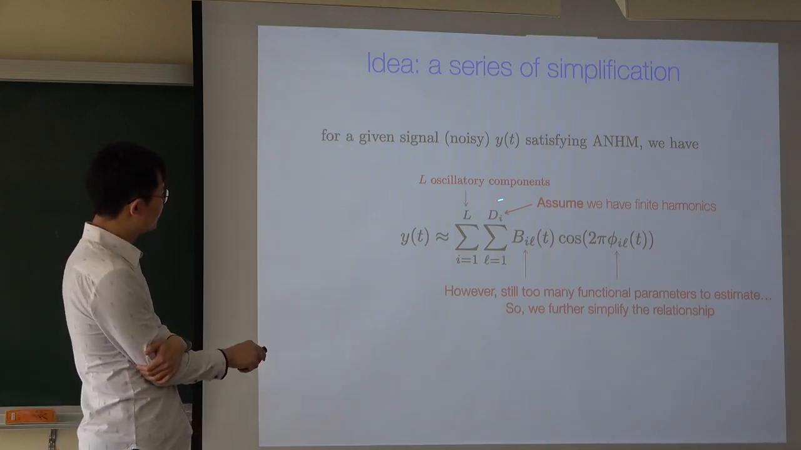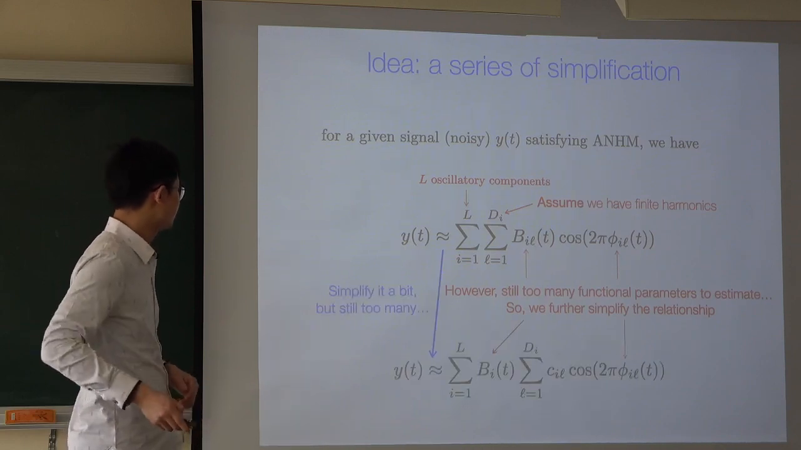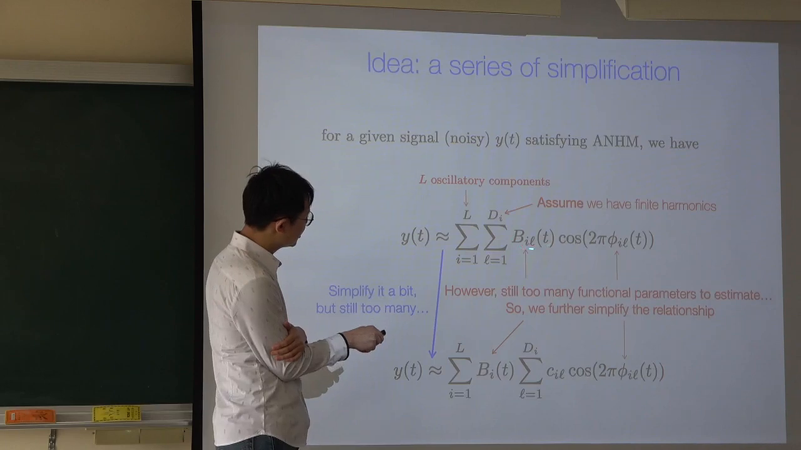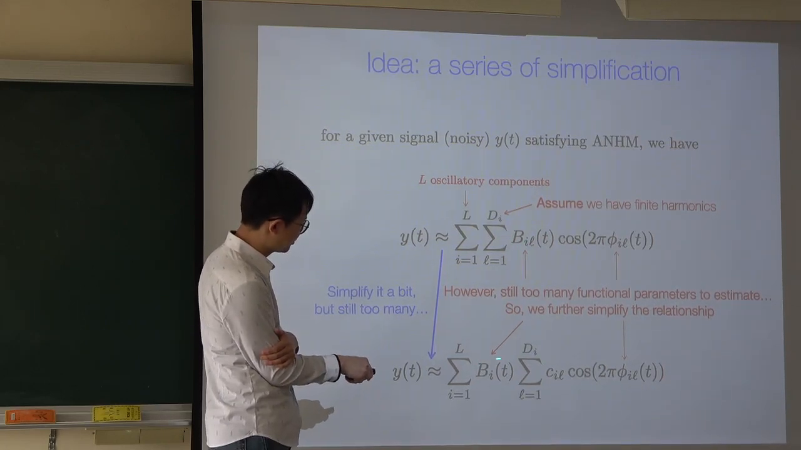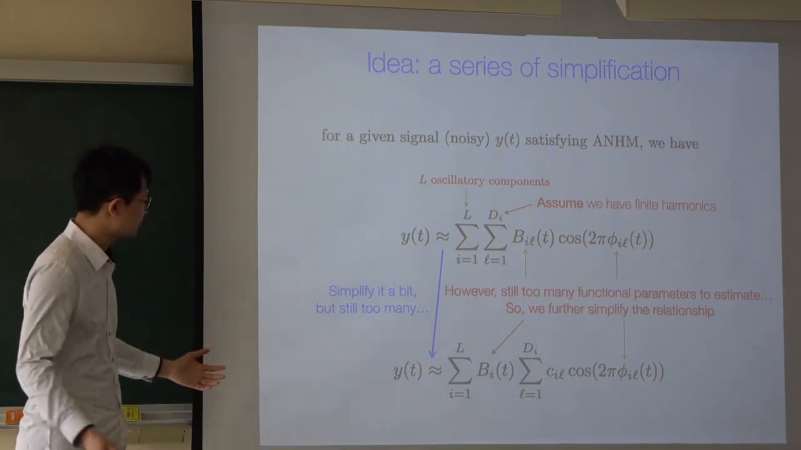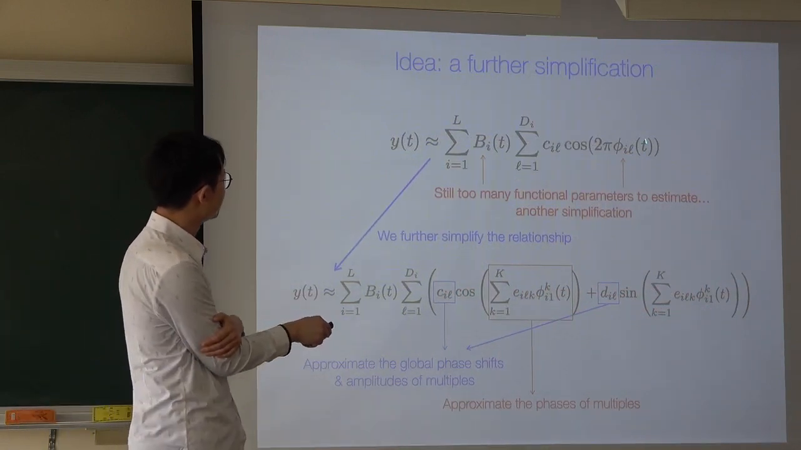But still, even if we have this, there's still too many parameters. So let's make a further assumption. We assume that this B_i doesn't depend on the harmonic. We just move it out. B_i, okay, multiplied by C_i. Very simple idea. Now further, still too many parameters, right?